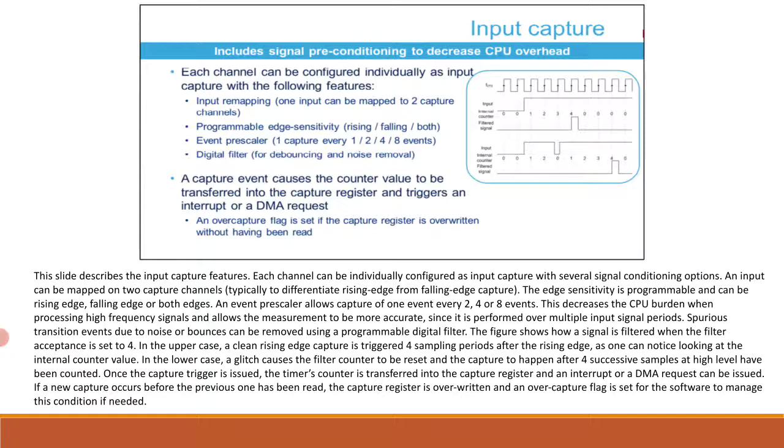Once the capture trigger is issued, the timer's counter is transferred into the capture register and an interrupt or a DMA request can be issued. If a new capture occurs before the previous one has been read, the capture register is overwritten and an over capture flag is set for the software to manage this condition if needed.